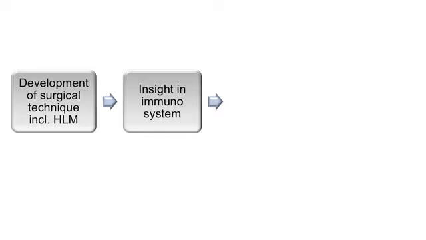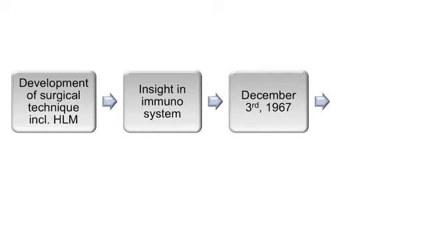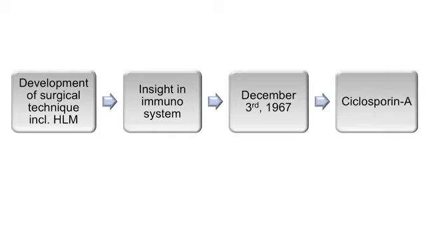To do a heart transplantation, many steps were necessary. Many of them were developed during the first half of the past century. First of all, it was the development of the right surgical technique, including the heart-lung machine. Then mankind had to gain insights into the immune system. Till on December 3rd, 1967, the first heart transplantation could be performed in South Africa. Another milestone in heart transplantation was the development of cyclosporin A, an immunosuppressive drug which was developed in Switzerland.